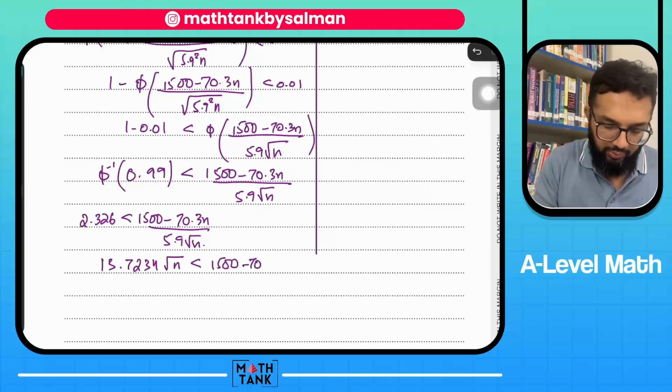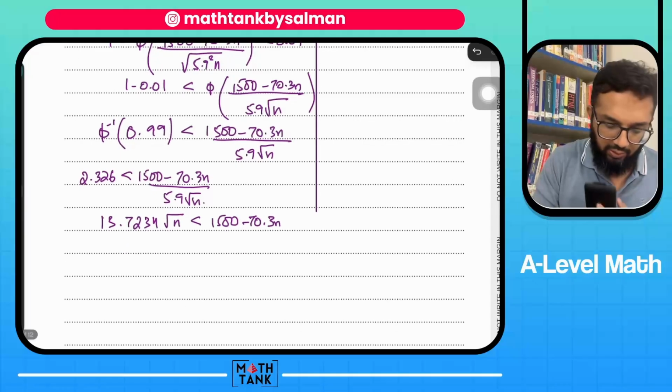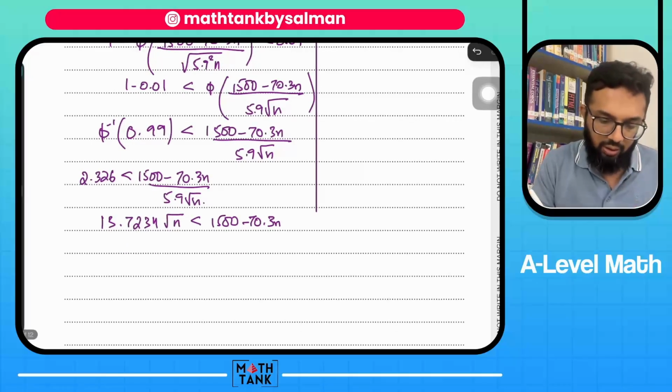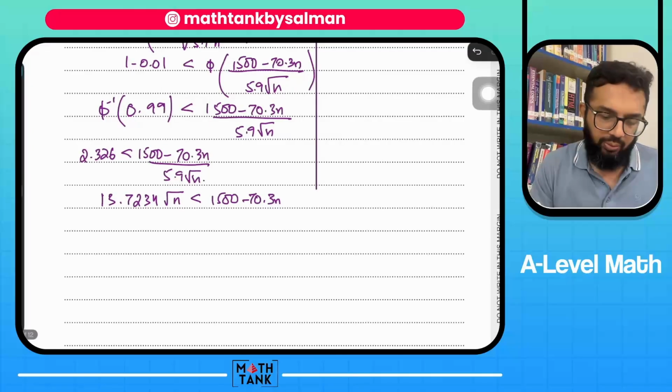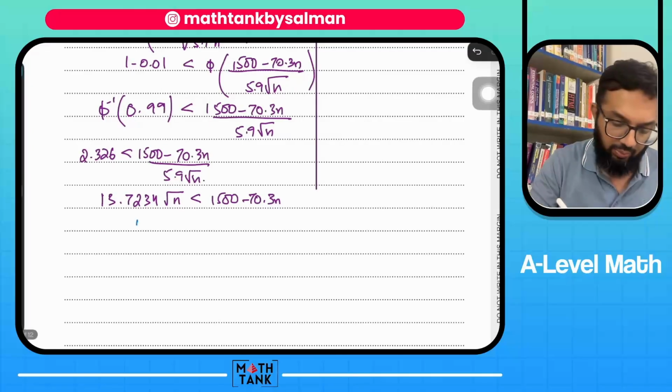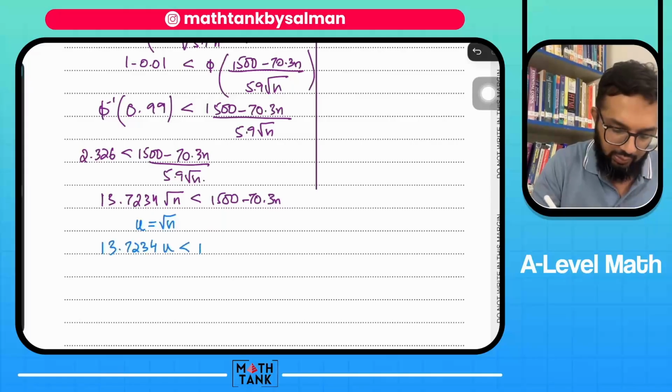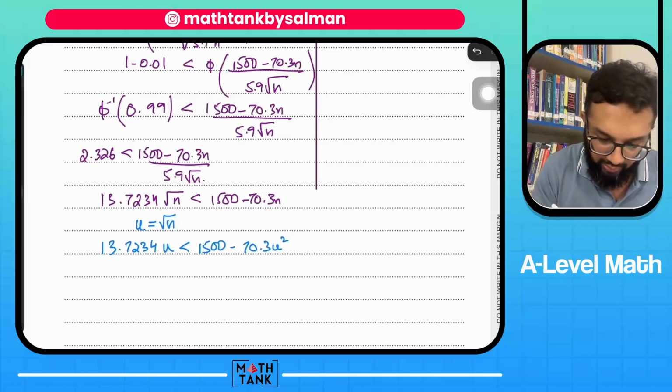Okay, now this is turned into a complicated sort of equation. How am I going to solve this? I think the easier way is to consider it a disguised quadratic equation and say that u equals root n. So 13.7234u, 1500 minus 70.3 u squared. Okay, so I have ended up with a quadratic inequality.